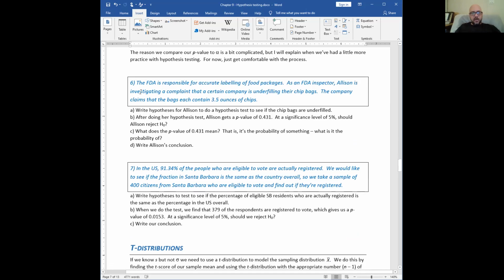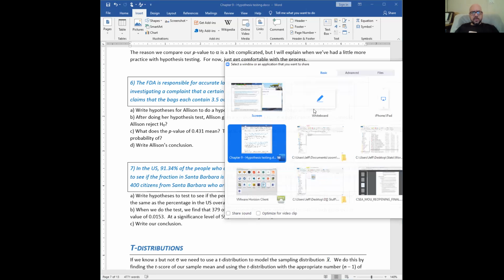All right. FDA is responsible for accurate labeling of food packages, which is true. Allison is an FDA inspector, and she is investigating a complaint that a certain company is underfilling their chip bags, those dastardly profit seekers. The company claims that the bags each contain 3.5 ounces of chips, or I should say, the company claims that the bags on average contain 3.5 ounces of chips. So we want to write hypotheses for Allison to do this hypothesis test, and then we're going to see a result here.